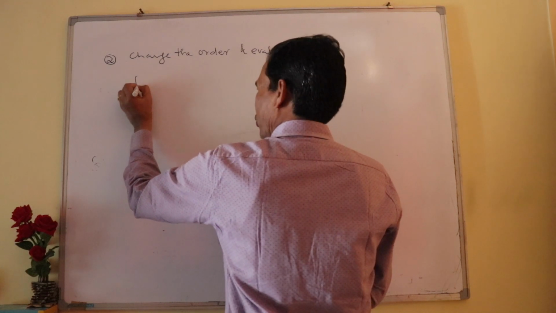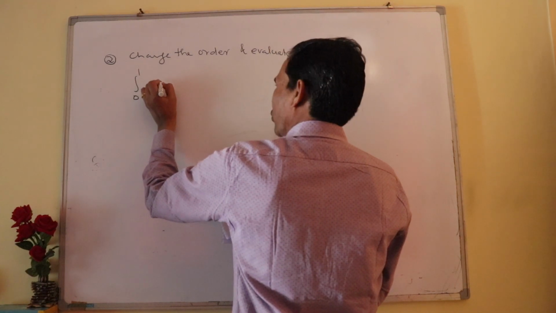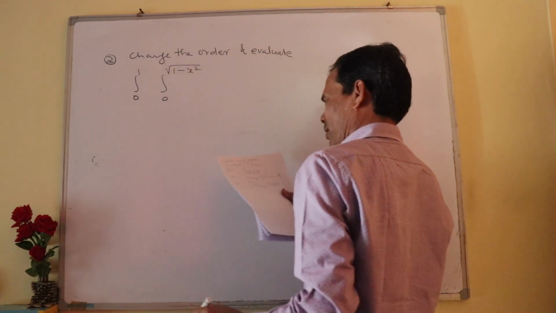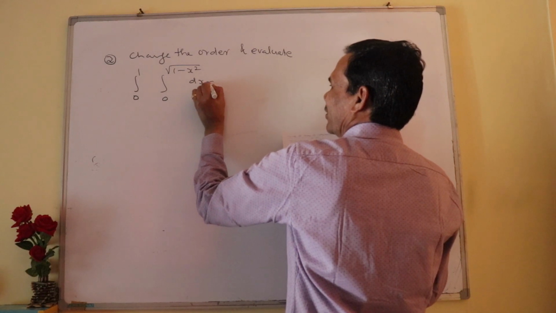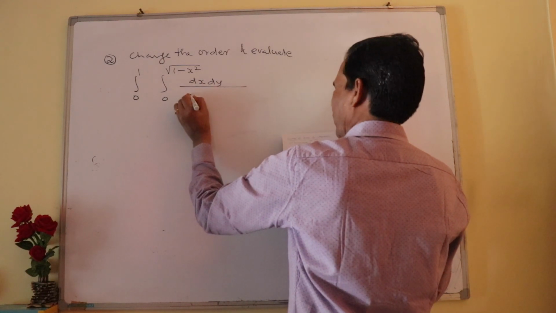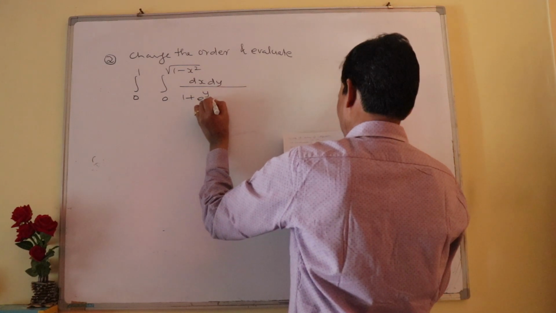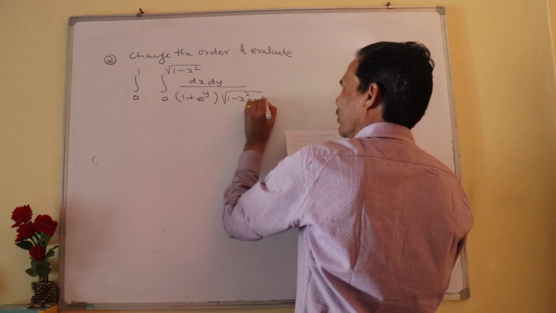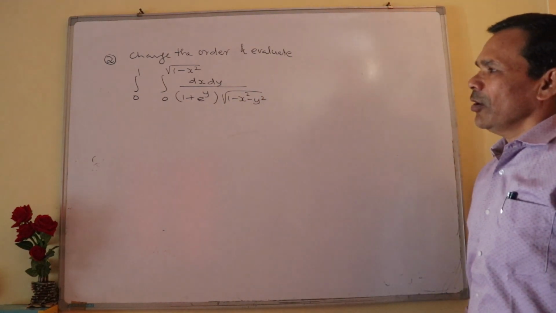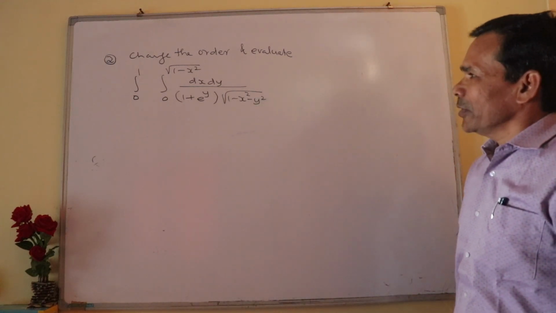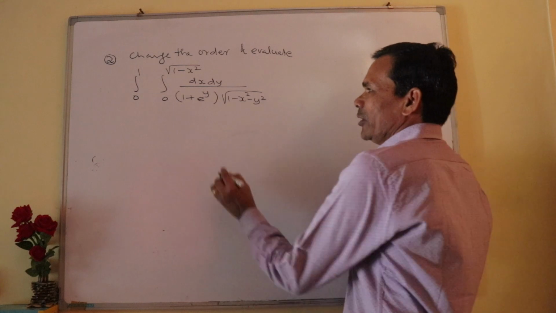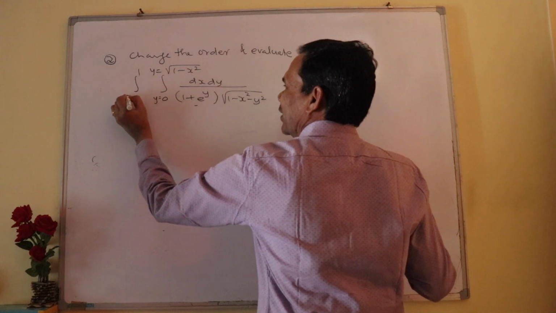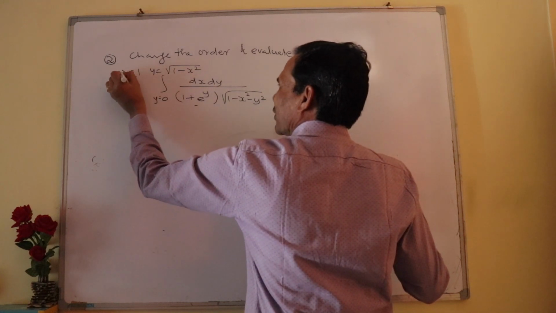So this is the integral from 0 to 1, 0 to root of 1 minus x square, dx dy divided by 1 plus e raised to y into root of 1 minus x square minus y square. Now here if you observe this, this is a function of y. These are the limits for y here, and these are the limits for x.